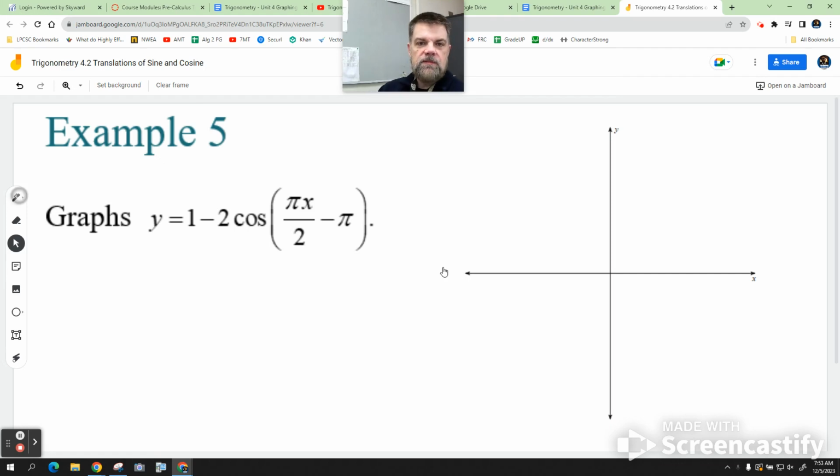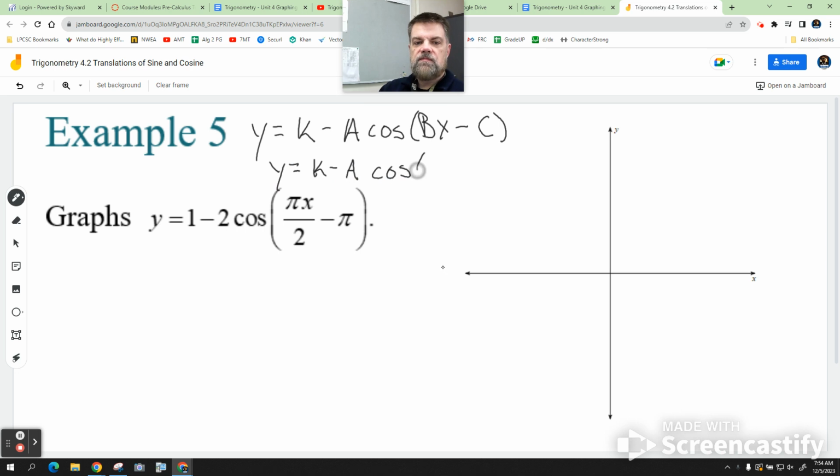Cool. So remember that this is written in the form y equals k minus a cosine, and it looks like right now it's bx minus c. And remember, in order to do this the right way, I'm going to say k minus a cosine, b in the front, times x minus c over b. Okay?